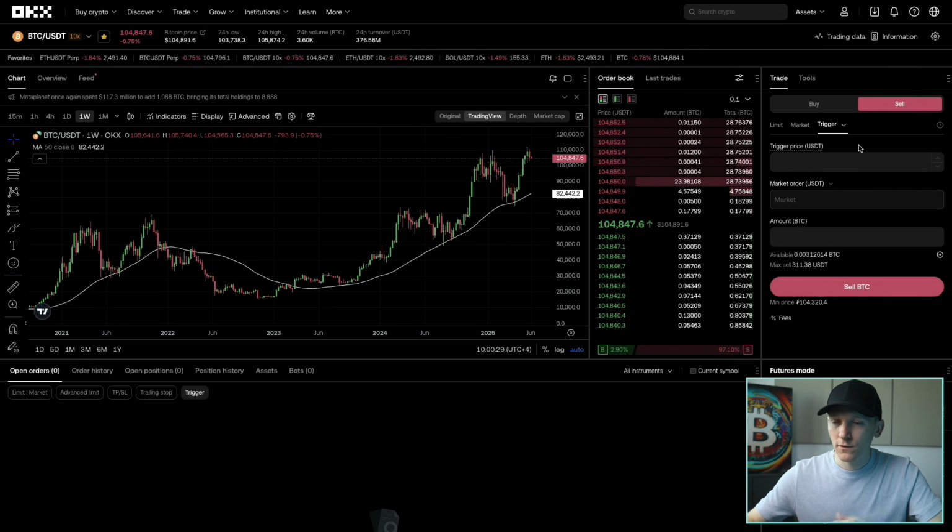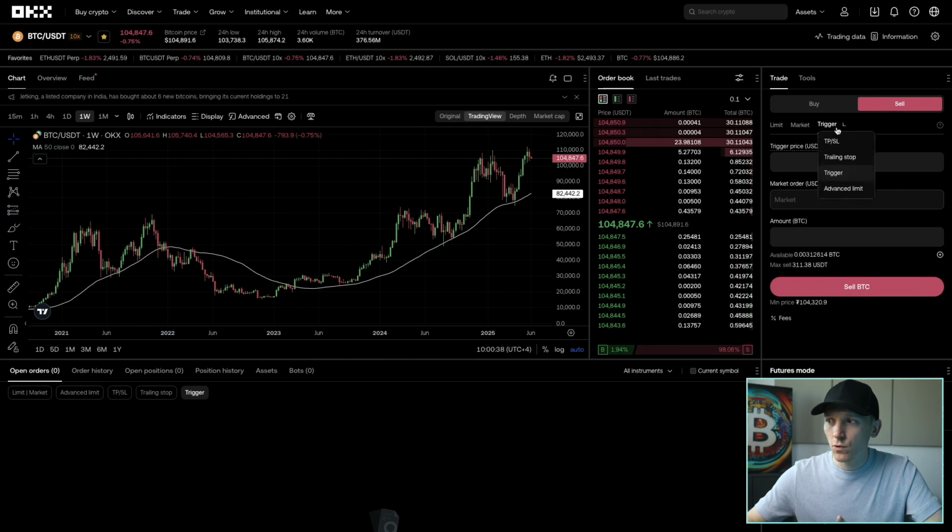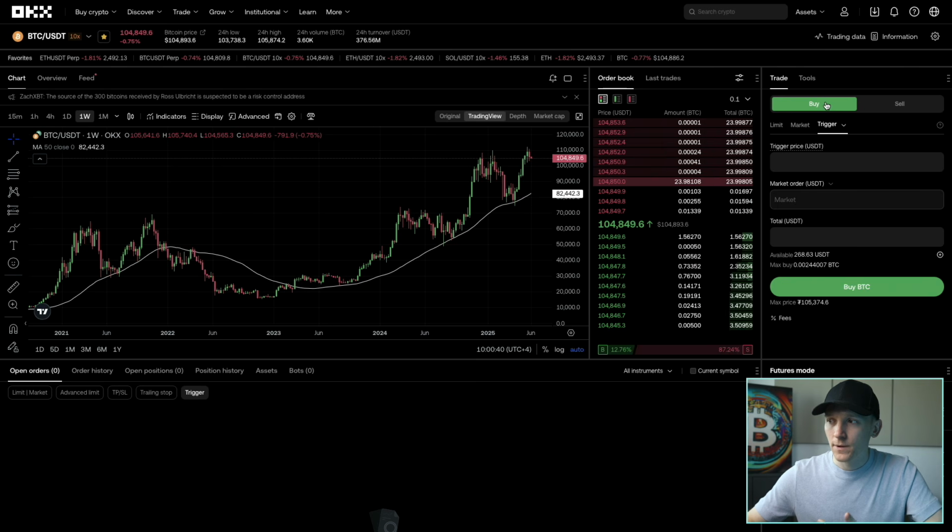That's usually how it works with trigger orders, is that you're using a stop loss. So you're selling at a lower price, waiting until you get there to sell to prevent further losses. You can also use trigger orders on the buy side, but again, you would literally just use a limit order at that point, right?